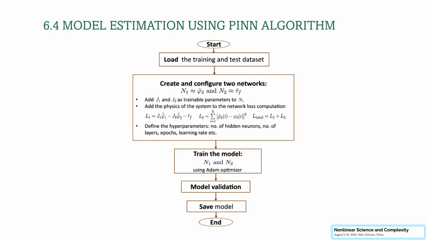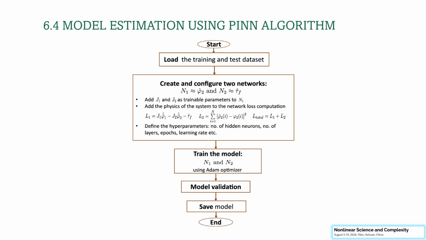We start by initiation of the algorithm, load the training and test dataset acquired after the measurements, create and configure two networks N1 and N2. N1 will approximate phi 2, and N2 approximates tau F, the frictional torque. Then we add some trainable parameters to N1, and add the physics of the system to the network loss computation. As expected, the total loss is a sum of both losses.